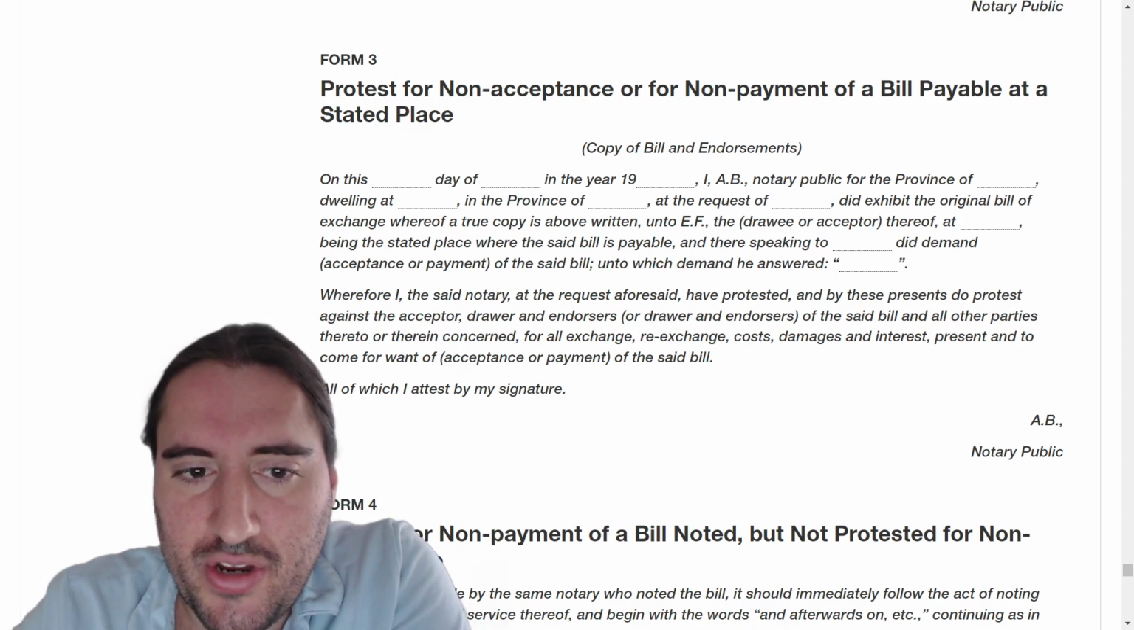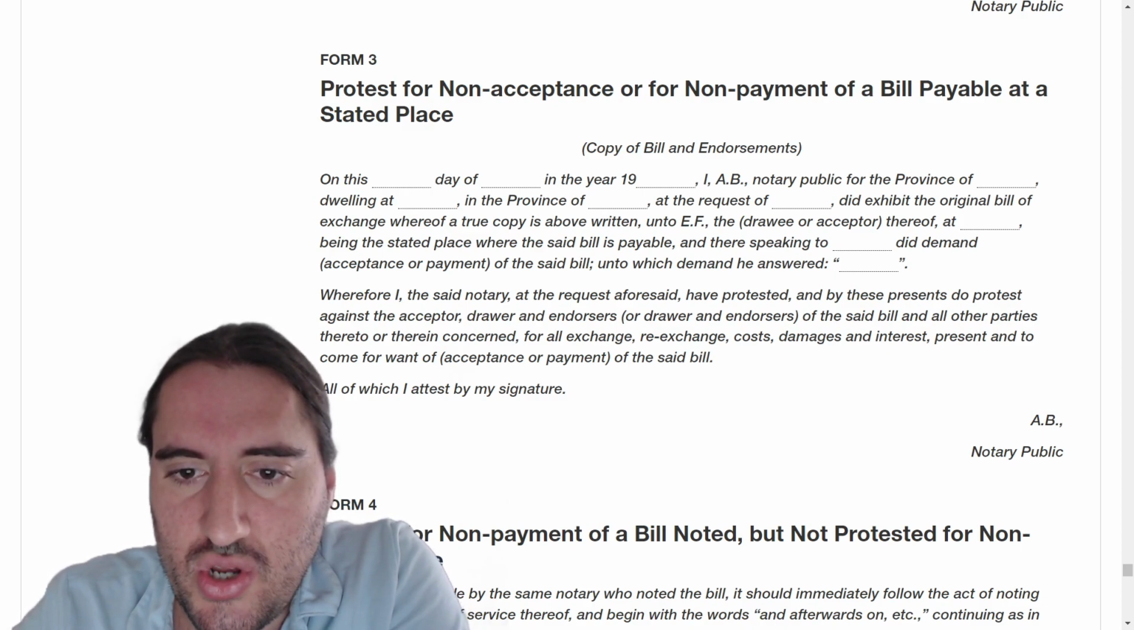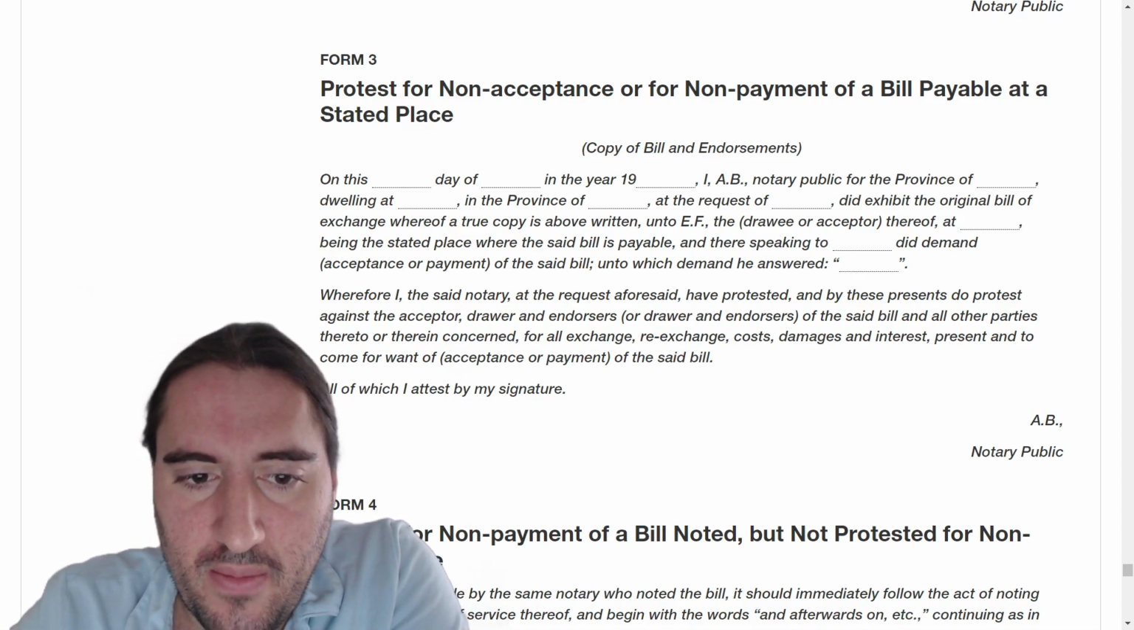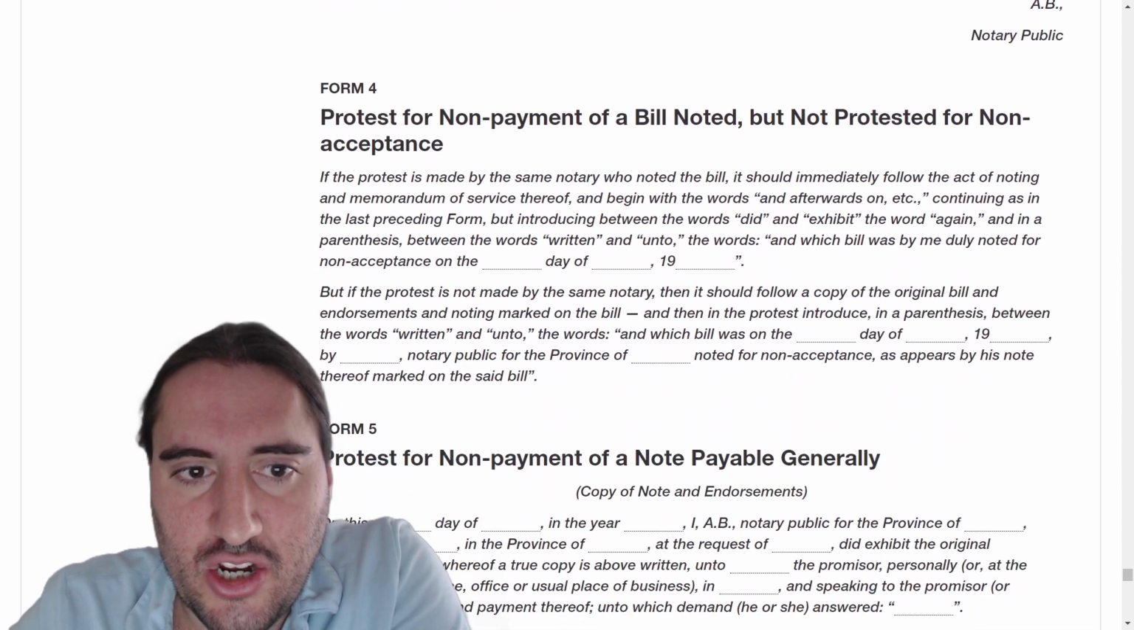by these presents do protest against the acceptor, drawer, and endorsers, or drawer and endorsers of the said bill, and all of the parties thereto or therein concerned, for all exchange, re-exchange, cost, damages, and interest present and to come for want of acceptance or payment of the said bill, all of which I attest by my signature.